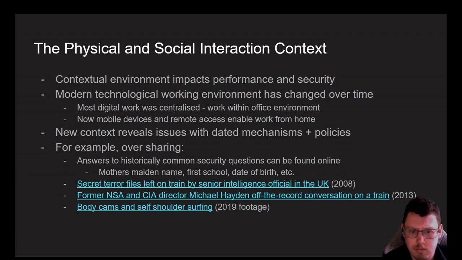The new context developing will reveal issues with data mechanisms and policies, and those should be addressed and updated. For example, there are a few cases of oversharing. One that will apply to most people online is that common security questions used to be things like your mother's maiden name, your first school, date of birth. A lot of that information is now publicly available online because people overshare on social media.